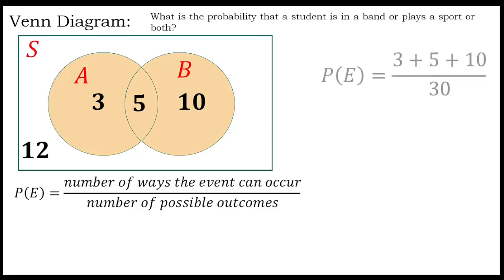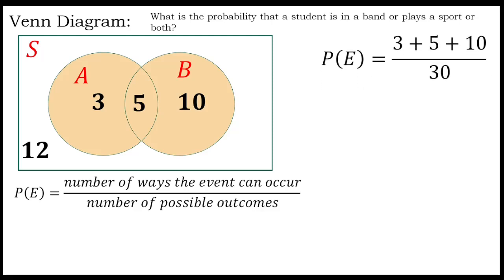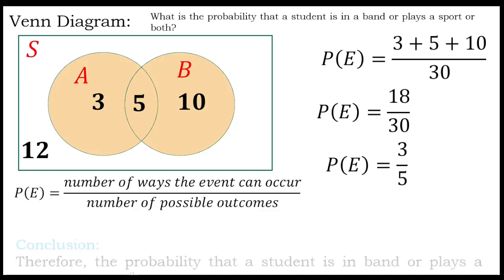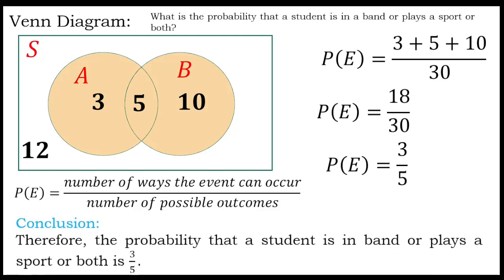So, that is simply 3 plus 5 plus 10. And 3 plus 5 plus 10, that is equal to 18. 18 over 30 is 3 over 5. Therefore, the probability that a student is in band or plays a sport or both is 3 over 5. So, this is another way on how we solve example number 2 using the illustration using a Venn diagram.